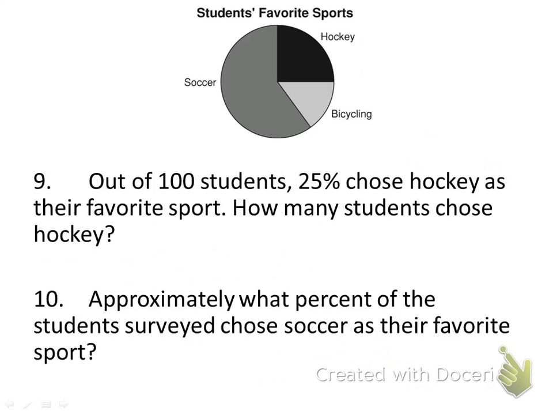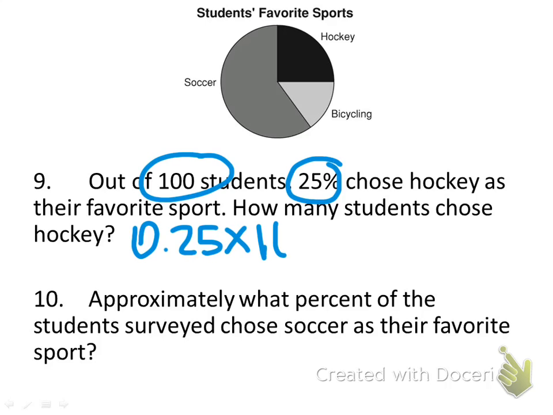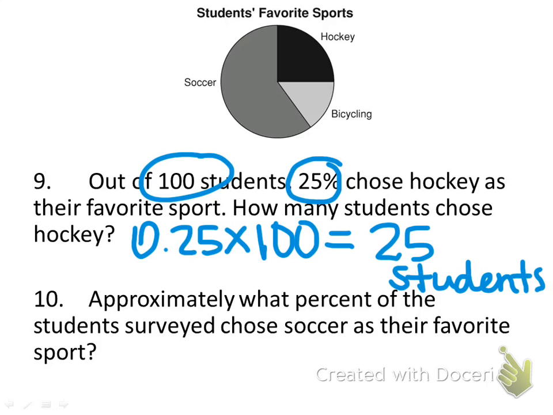Number 9, out of 100 students, 25% chose hockey as their favorite sport. How many students chose hockey? Well, this is a simple problem. All we have to do is, that's right, multiply. So I'm going to multiply 0.25 times 100, and my answer is 25 students.